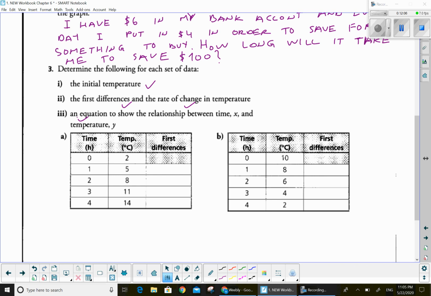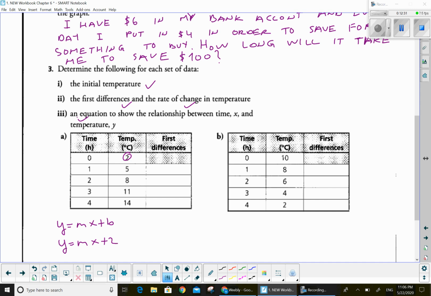So initial temperature for this first one, it is 2. So at 0th hour, it is 2 degrees Celsius. So I'm going to start working towards my equation right away. I know that my equation is going to be mx plus b. And because my initial temperature, if you remember initial value, that's my b value. So it's going to be mx plus 2.